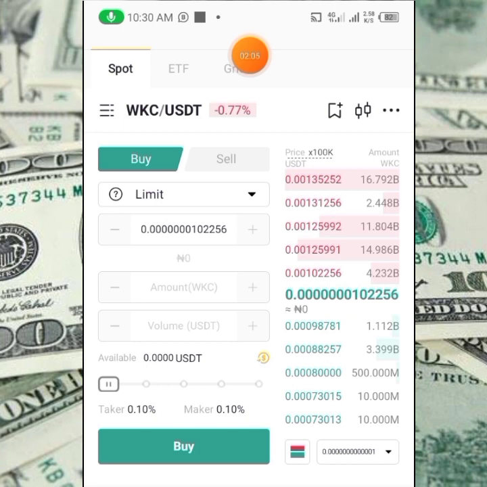Now, when is the right time to buy? Don't forget to use your limit order. If you place any order here, mind you, you are buying at the current market price. Now, what is the current market price? The current market price is the amount you are seeing here. That is the current market price. Now, since you have noticed that this coin is highly volatile, you can use the limit order to predict the amount you want, and the order triggers as soon as the coin gets to that very amount.